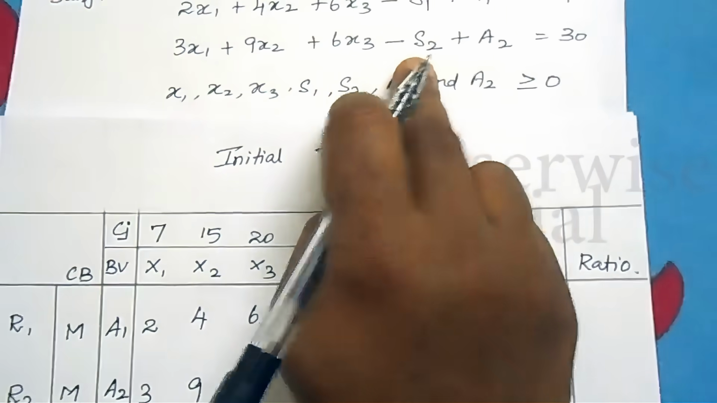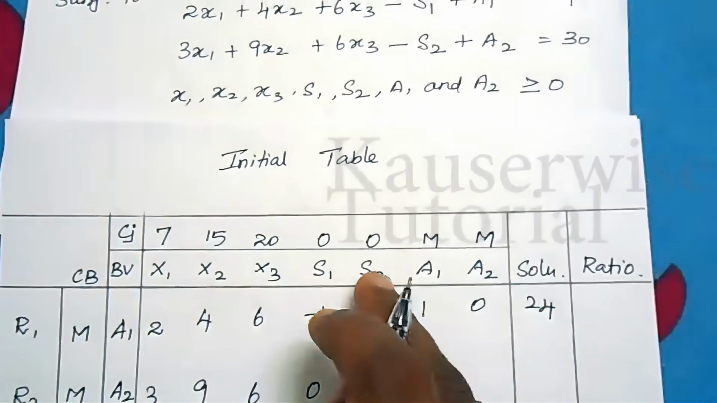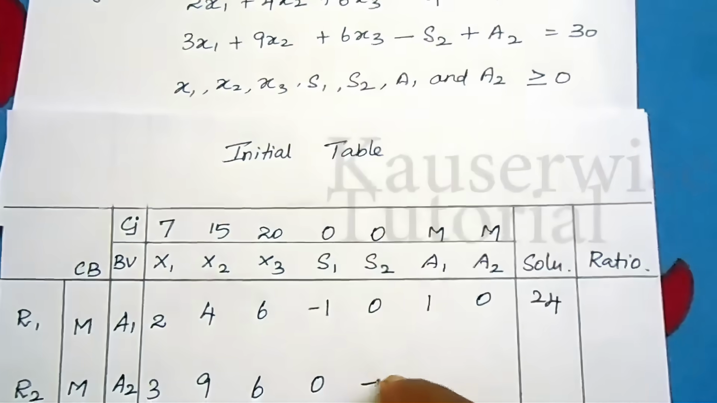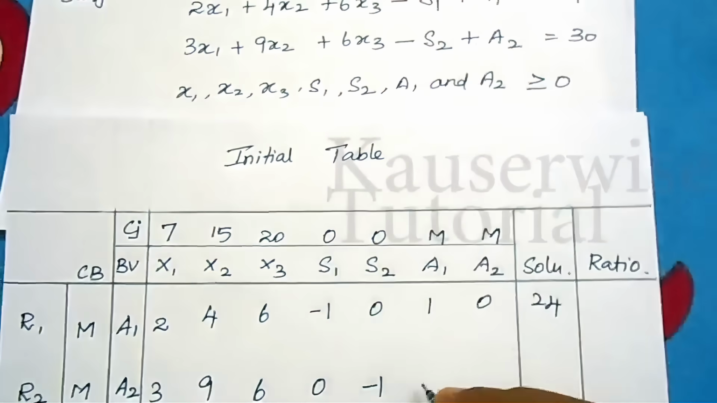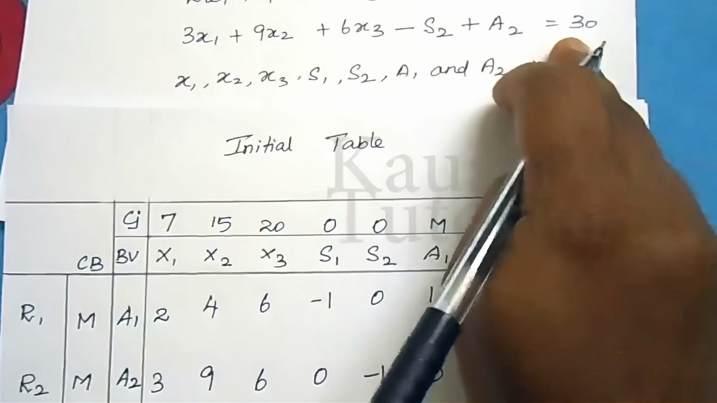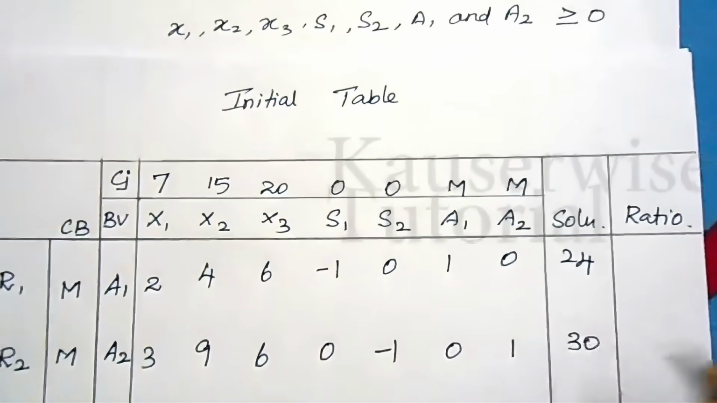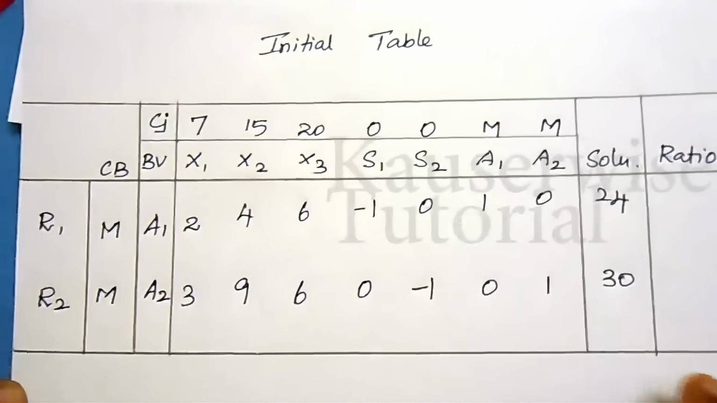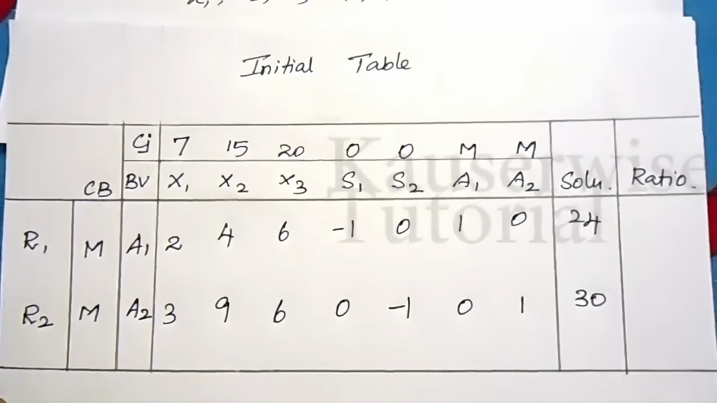And there is no s1, so put 0. s2 is there, minus 1. a1 is not there, so 0. a2 is there, so plus 1, and the solution is 30. So this is the way to frame the initial table. Now we need to proceed further.